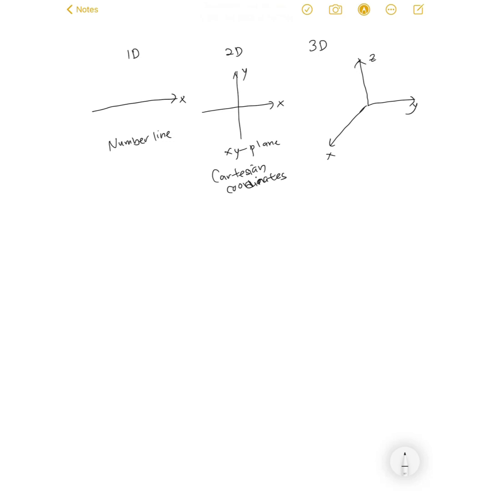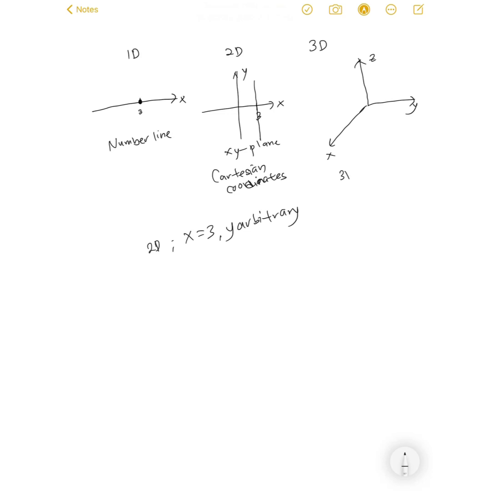So let's say I want to plot x equals 3. In a one-dimensional coordinate system, x equals 3 is only a point. In a two-dimensional coordinate system, if you want to plot x equals 3, it will be a line, because in 2D, when x equals 3, your y is arbitrary. Arbitrary means y can take any value from negative to positive.